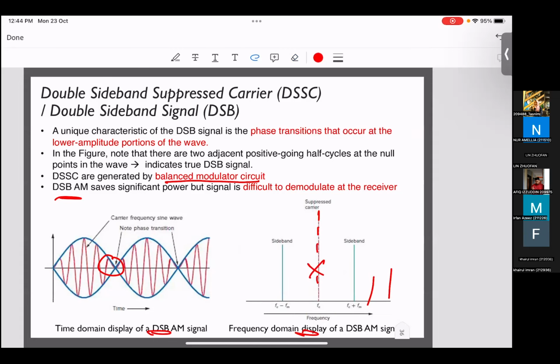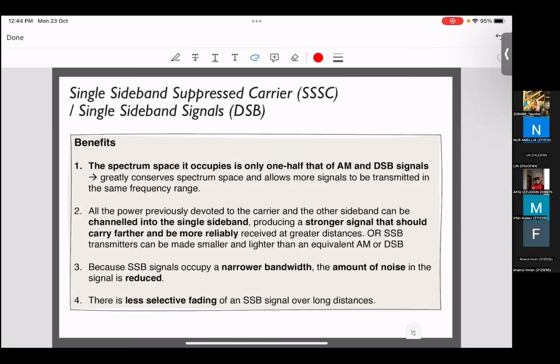Okay, moving on. So the benefits of single sideband signals, before we dive into what DSB is. Oh, sorry, this is not DSB. This is SSB. My bad. Okay, SSB, single sideband. So what are the benefits of having single sideband?